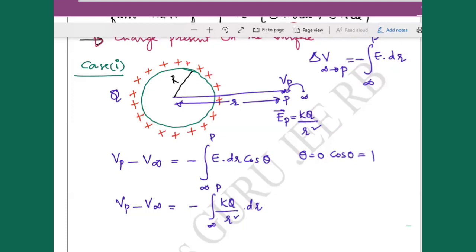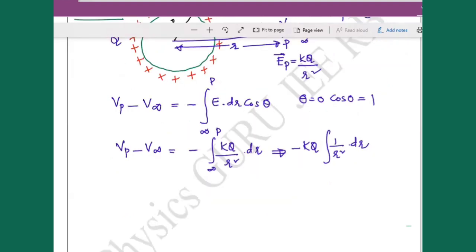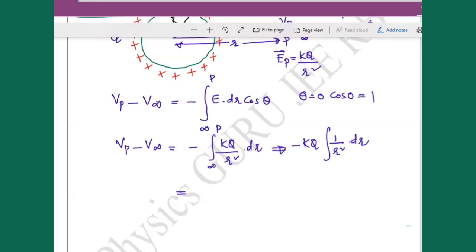Now I'll take the constants outside. Minus KQ outside, and I'll be writing 1 by r square into dr. So clear? Now proceeding, the integral from infinity to point P of r to the power of minus 2 into dr.